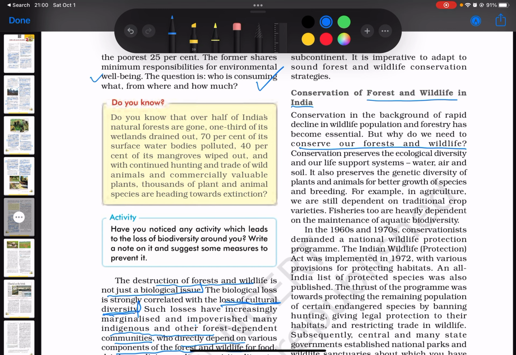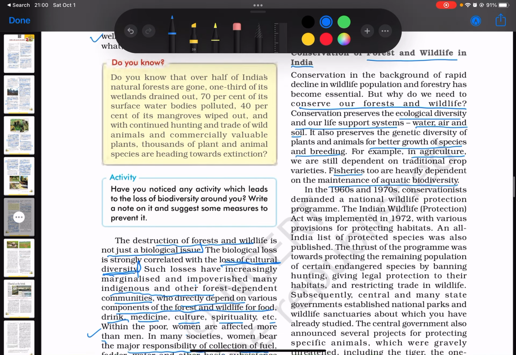Conservation preserves the ecological diversity and our life support systems, which include water, air, and soil. It also preserves the genetic diversity of species of plants and animals for better growth of species and their breeding. So, for example, in agriculture, we are still dependent on traditional crop varieties. Fisheries are also heavily dependent on the maintenance of aquatic biodiversity.